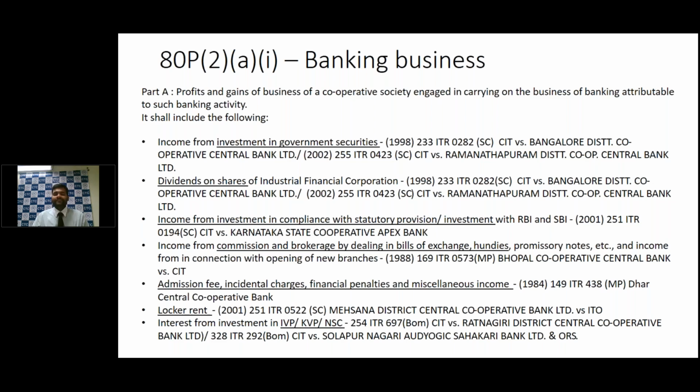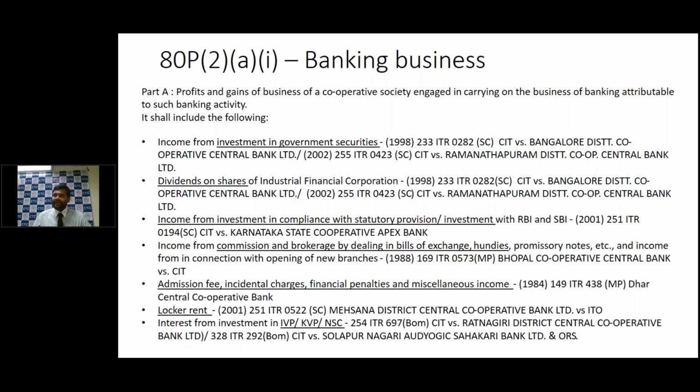Necessarily, the interest which I receive from lending is an income directly derived from the banking business. However, as we have seen earlier, the term used for allowability of deduction is profits and gains attributable to the banking business, and therefore the court had the opportunity to deal with various items of income which are not directly derived from banking business but which are part and parcel, or I may say incidental or ancillary, to the banking business. Supreme Court has held that income from investment in government security is allowable as deduction. Dividends on shares of Industrial Finance Corporation are allowable as deduction. Income from investment in compliance with statutory provision, investment in the RBI, SBI, is allowable as deduction, held by Supreme Court.